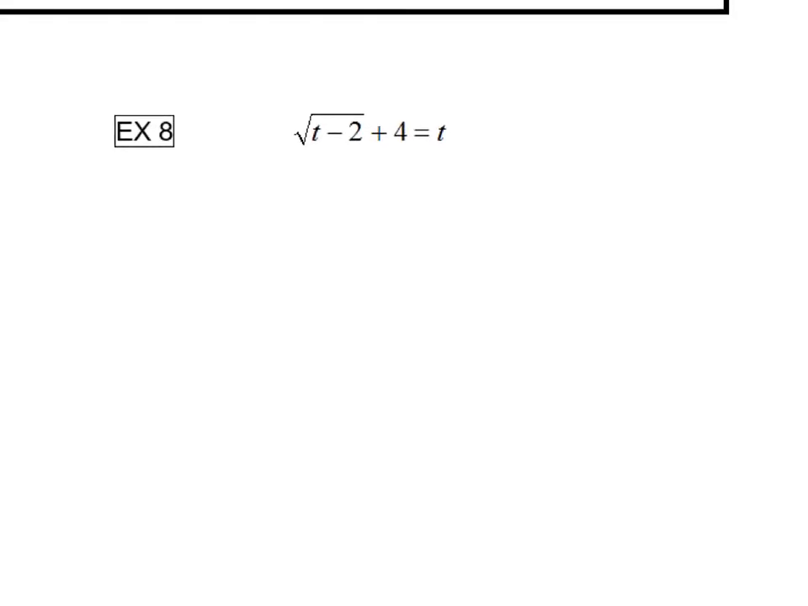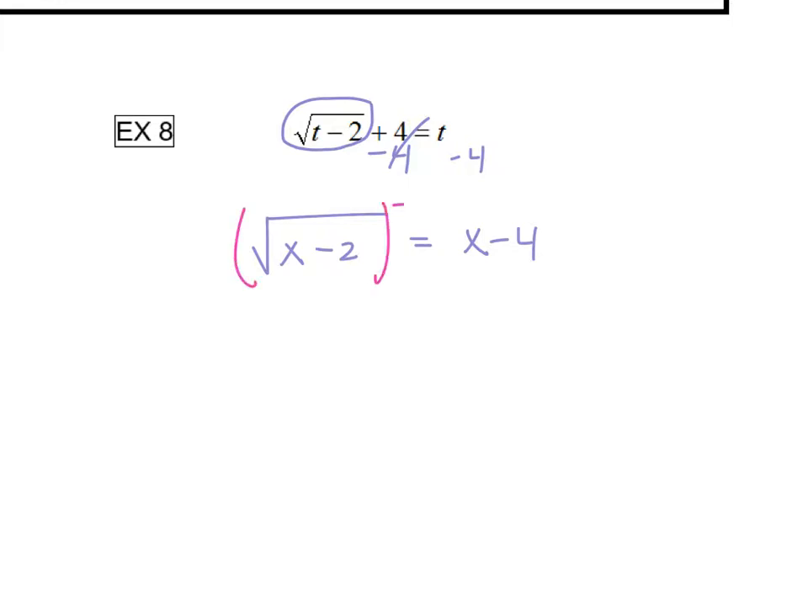Alright, next example. We have to isolate our variable, get this alone, which means subtract 4 from both sides. We have the square root of, I'm going to change this to an x if you don't mind, x minus 2 is equal to x minus 4. Now we're ready, it's a square root, so we're ready to square both sides. And see how I'm putting parentheses around both of these terms to square like that? That's very important.